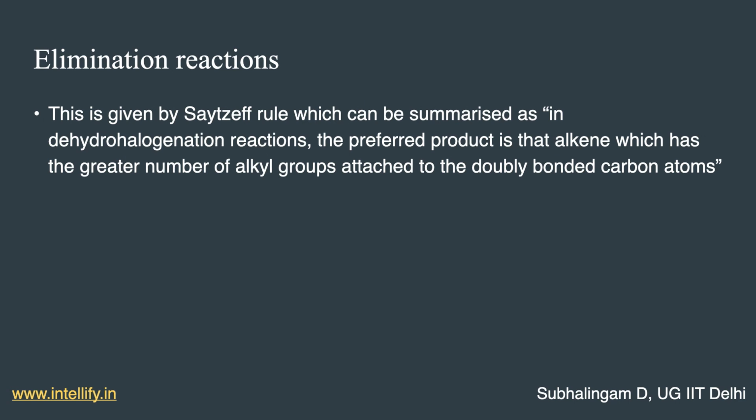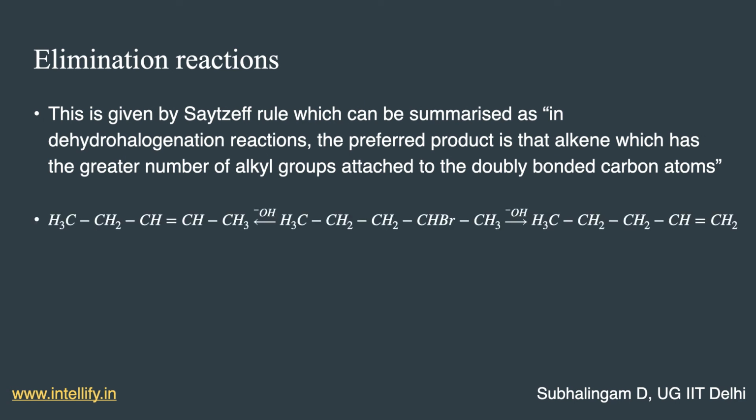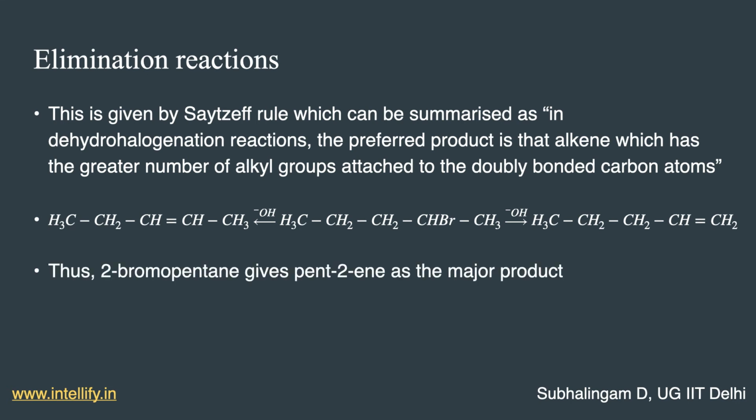So let's look at this with an example. We have 2-bromopentane in the middle, and we make it undergo beta elimination. So we get two products, one on my left and one on the right of the screen, and we observe that 2-bromopentane gives 2-pentene as the major product. So the double bond is formed where there are a greater number of alkyl groups, that is, a smaller number of hydrogens. So a double bond is formed between the second and third carbon instead of the first and second carbon.